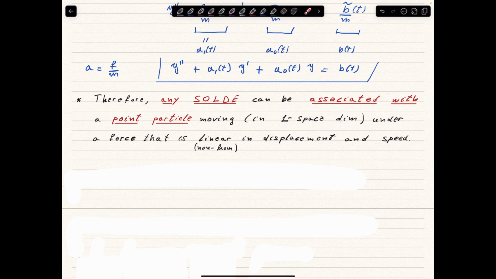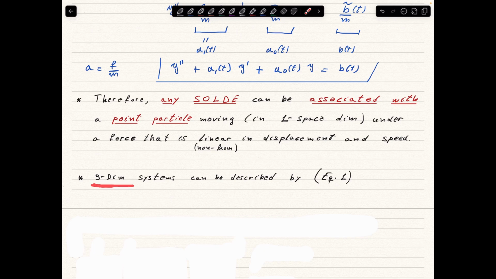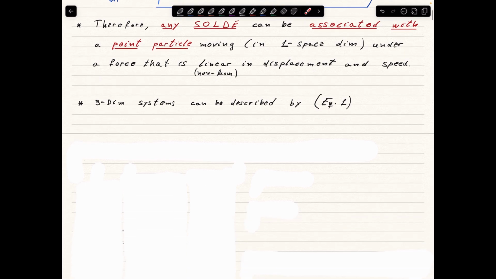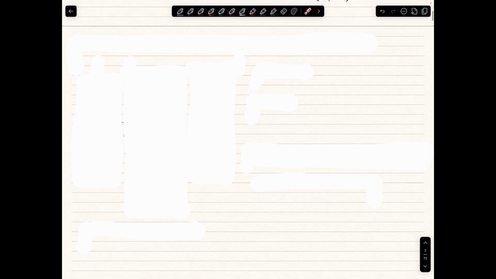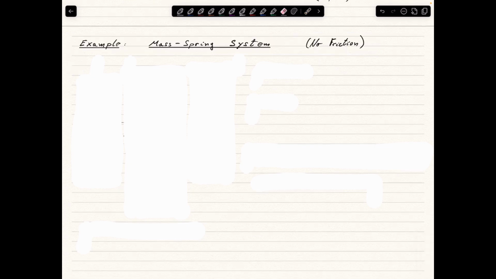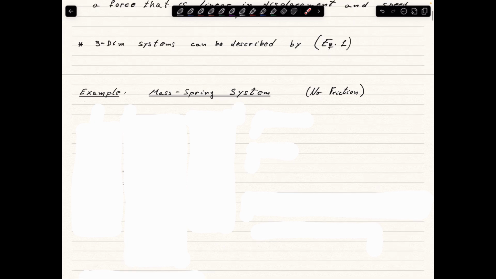Our world is three-dimensional. So what happens in that case? Can a three-dimensional system be described by this equation? Because this is only for one-dimensional systems. So the answer is yes, and it is our next example. Our next example is a mass spring system which is three-dimensional. So it's a perfectly three-dimensional system. What happens with this three-dimensional system is that it's moving in one space dimension.